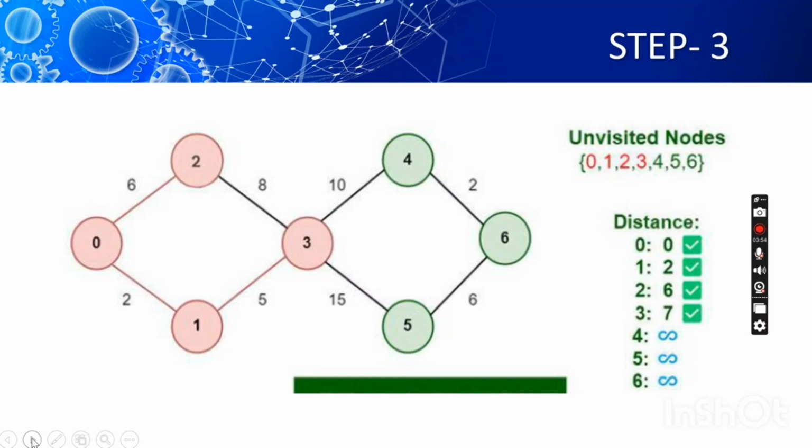Step 3. Then move forward and check for the adjacent node, which is node 3. So mark it as visited and add up the distance. Now the distance for nodes 0, 1, 3 is equal to 2 plus 5, which is 7.